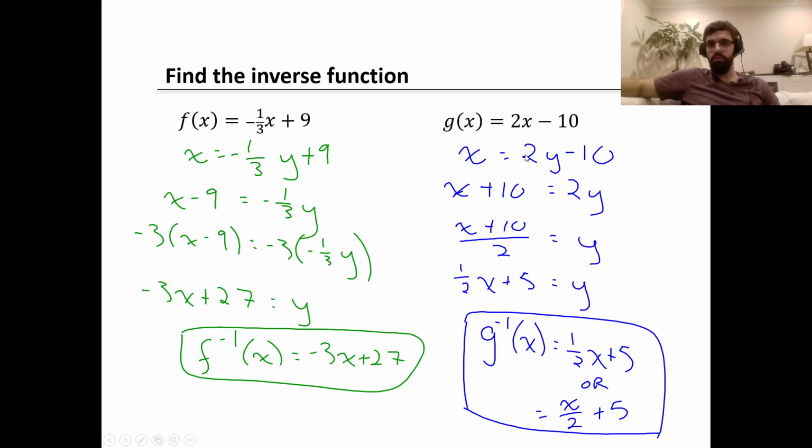A similar example over here, again we swap x and y around, and then we can solve for our new y. So add 10 to both sides and divide both sides by 2. We get an answer 1/2 x plus 5 as our inverse function. And you could write that one of two ways. You could write 1/2 x, so 1/2 is the coefficient for x, or you could write it as a fraction, x over 2 plus 5. Same thing.